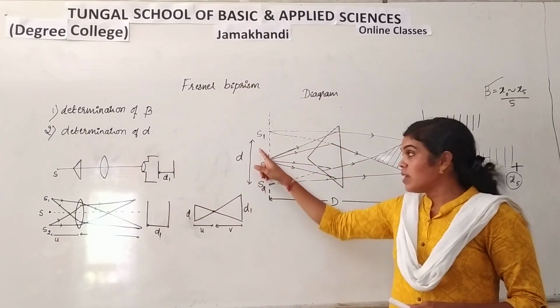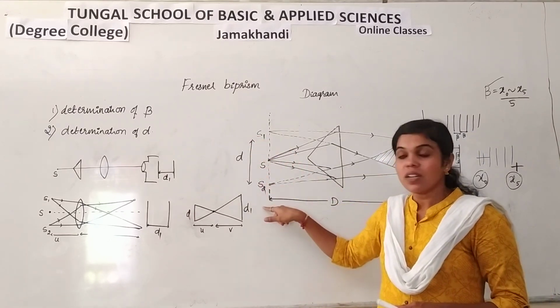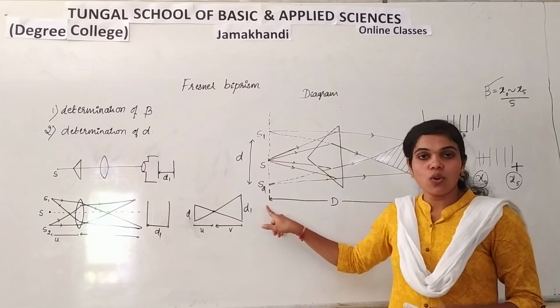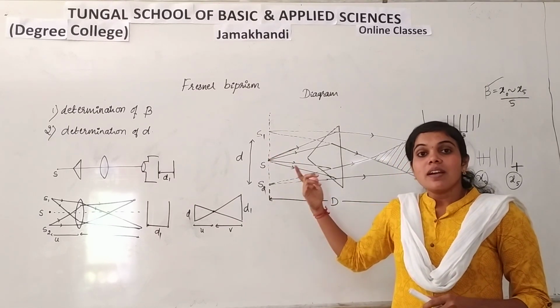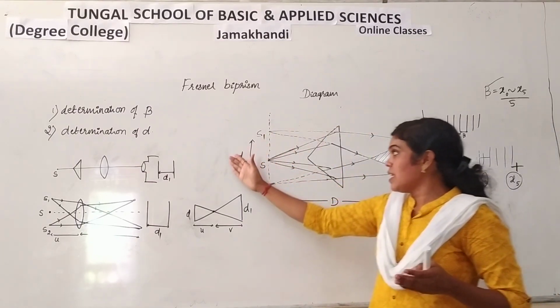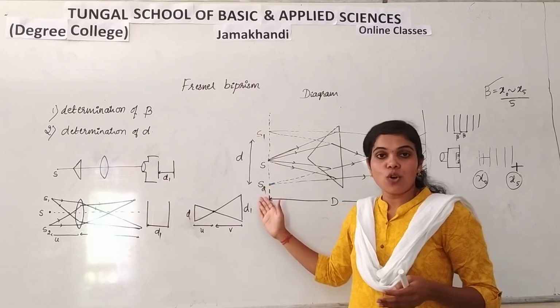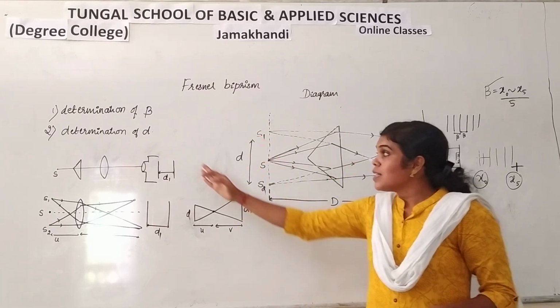As I have already told, small d is the distance between two coherent sources. So here S1 and S2 are two coherent sources, but these two sources are virtual. If these two were real, then I could directly place the setup here, and here I should get the image of the slits, so that I directly get the reading for small d.